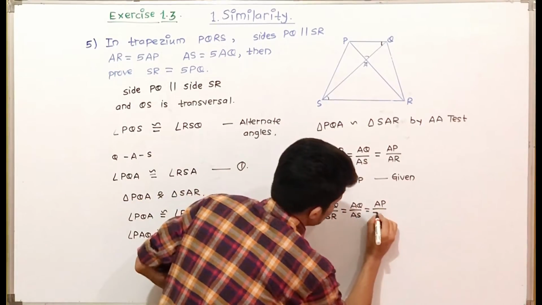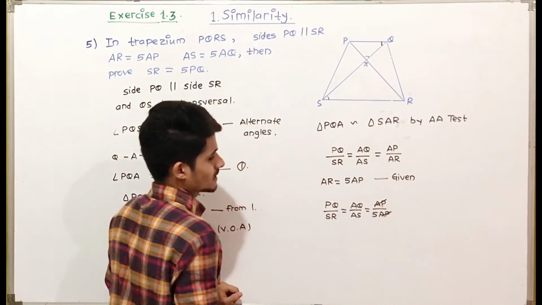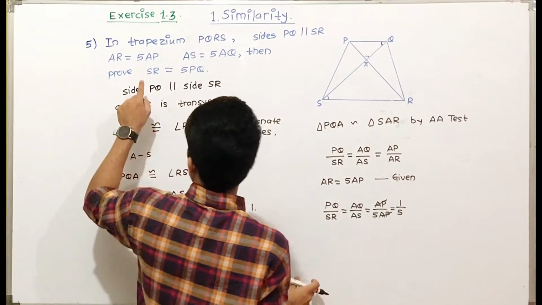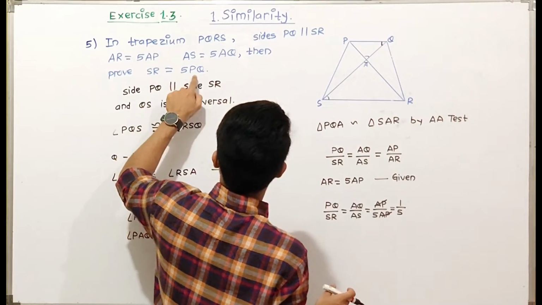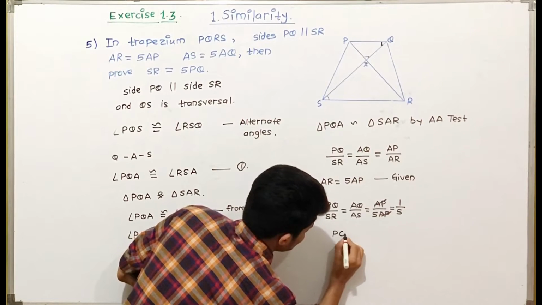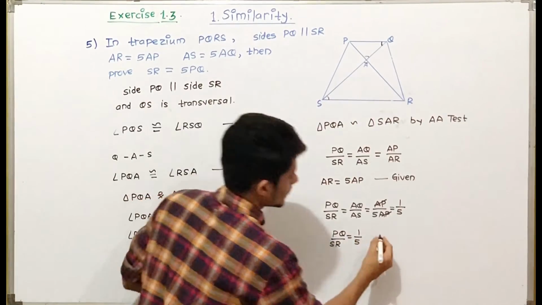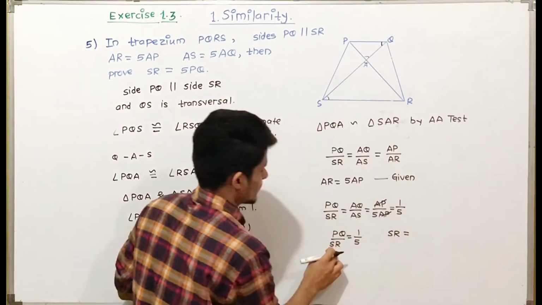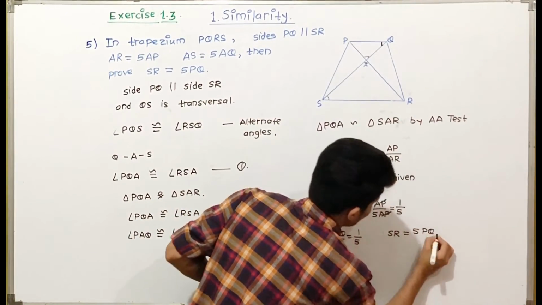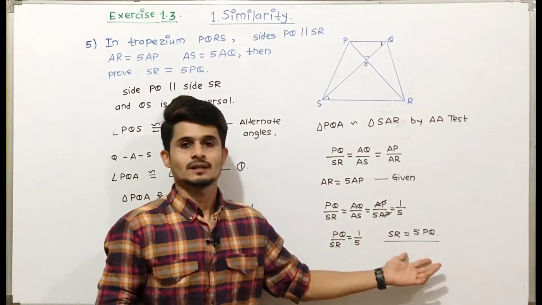The value of AR is 5 AP, so now AP will be cancelled. It will be equal to 1 by 5. We have to find the value of SR is equal to 5 PQ. So we'll equate this ratio with 1 by 5, that is PQ upon SR is equal to 1 by 5. If we cross multiply, then SR into 1 is SR and 5 into PQ is 5 PQ. So SR is equal to 5 PQ is our final value.